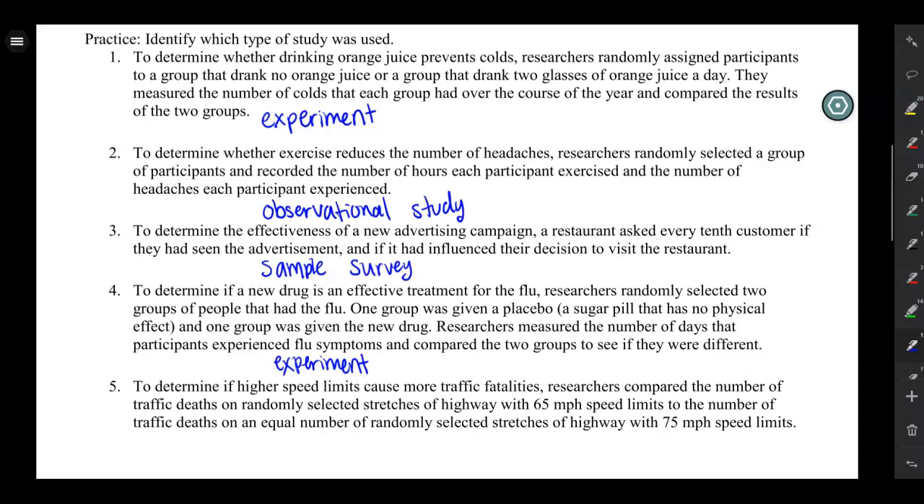All right, example 5. To determine if higher speed limits caused more traffic fatalities, researchers compared the number of traffic deaths on randomly selected stretches of highway with 65-mile-an-hour speed limits to the number of traffic deaths on an equal number of randomly selected stretches of highway with 75-mile-an-hour speed limits. So this is an observational study.